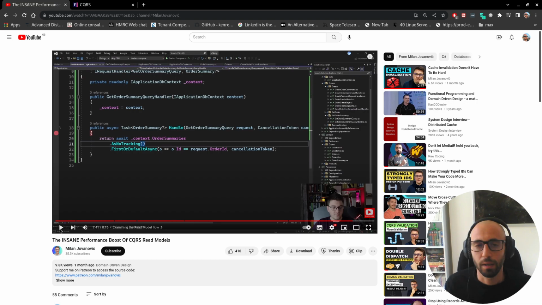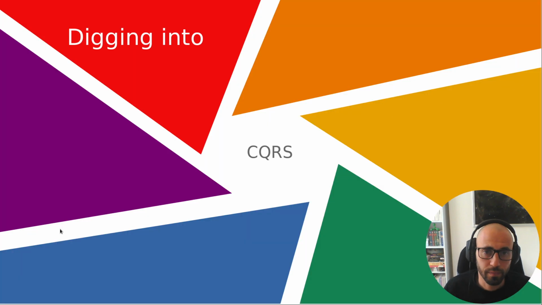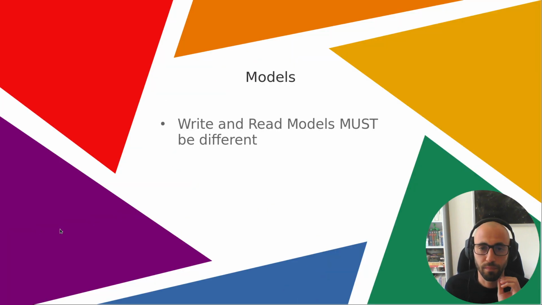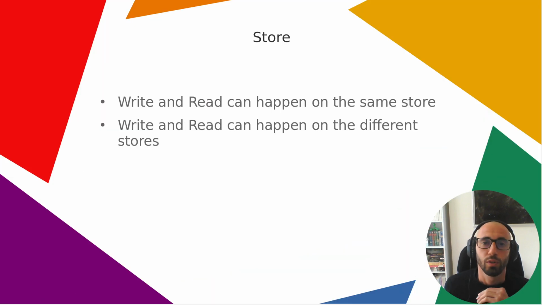So to summarize, I would like to share with you this. Digging into CQRS, we can see that for the models, there has to be read and write, and they must be different. About storing the data, writing and reading can happen on the same store. It can happen on the same table if you're doing SQL, or they can happen on different stores.